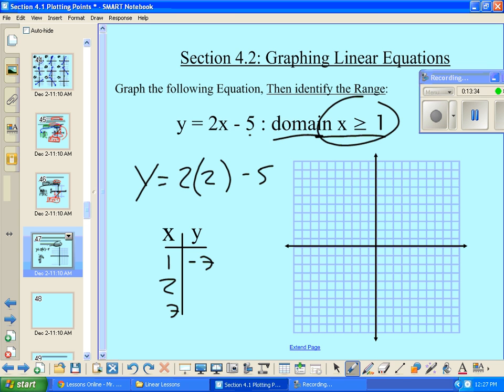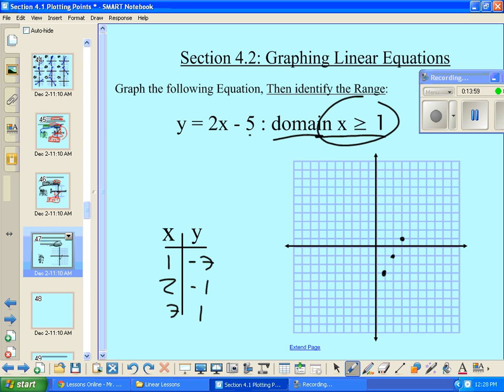If I put in 2, 2 times 2 gives me 4, minus 5 gives me negative 1. If I put in 3, 2 times 3 gives me 6, minus 5, which gives me positive 1. So there's my ordered pairs. So again, that's nothing new. I'm going to plot those ordered pairs. To the right 1, down 3, right 2, down 1, right 3, up 1.